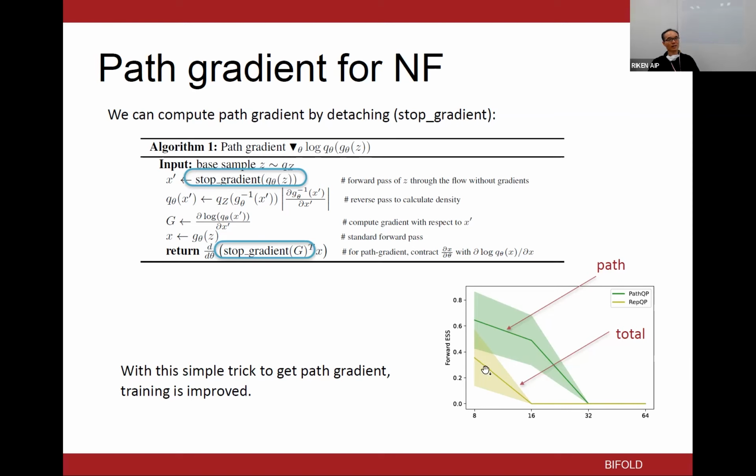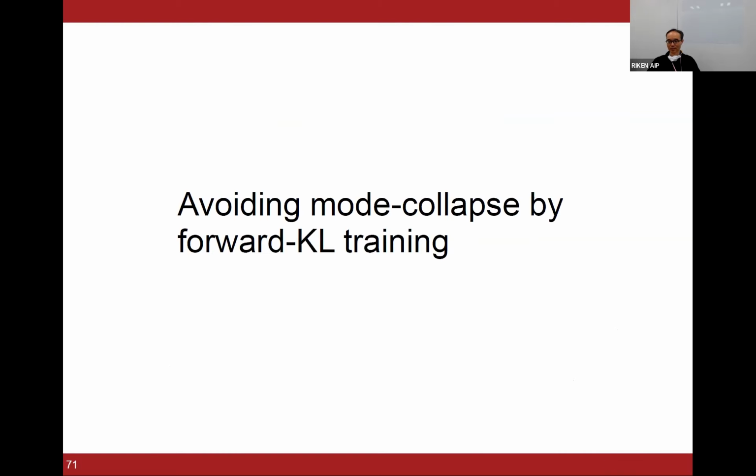And here the figure shows the forward effective sample size, which I will explain later in detail, but now it's just a measure of the goodness of the generative model. And the horizontal axis corresponds to the lattice size of our lattice field theory. And we see a big gain by using path gradient compared to the total gradient. And from now on, we also worry about mode collapse and think about using forward KL training.